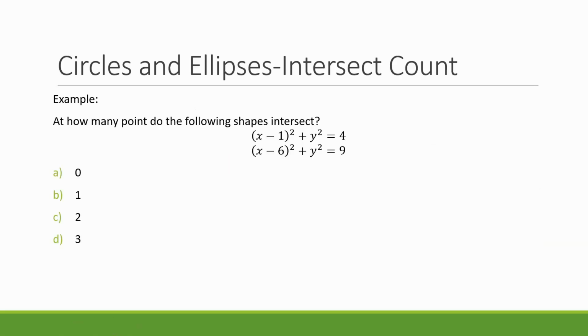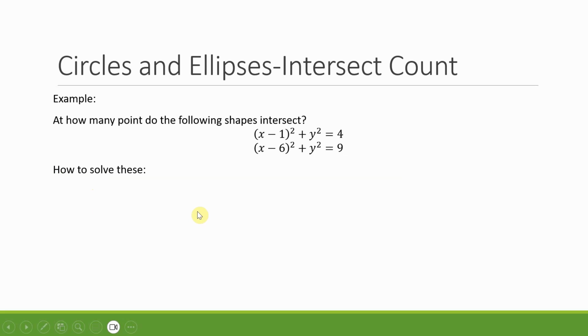So remember how I said you might have to say how many times they intersect or overlap. Here's an example of what that might look like. At how many points do the following shapes intersect? They just give you two equations, and the choices are 0, 1, 2, or 3. So how do I do this? We'll solve this over the next couple slides.